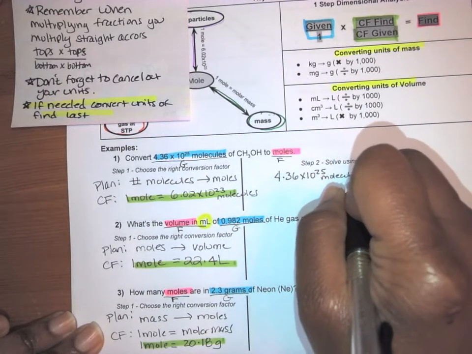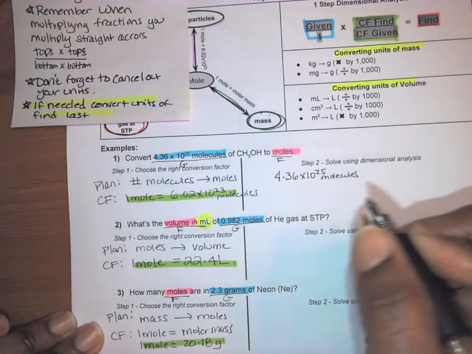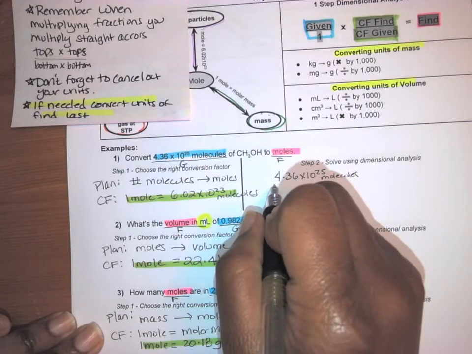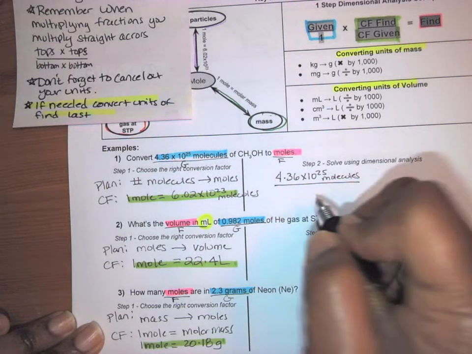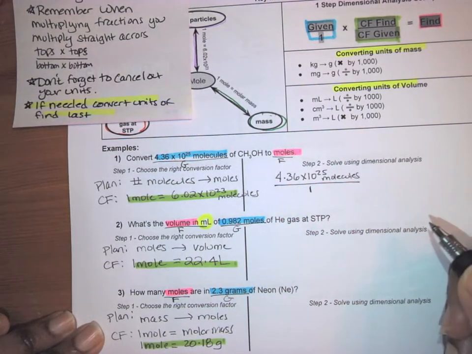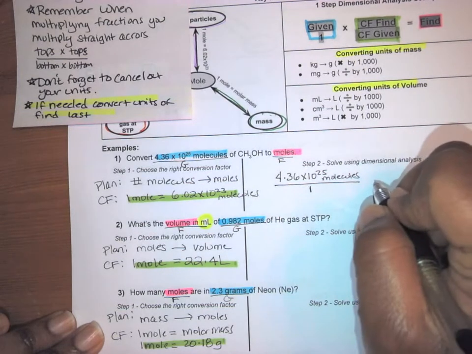People oftentimes get molecules and moles confused together. That's not the same thing. So remember, molecules, you're just literally counting the number of molecules. Molecules are things that are made up of more than one atom connected together. All right, so we're going to take our given, put it over 1. All right, that's our first fraction.